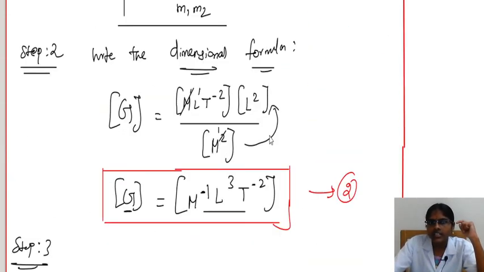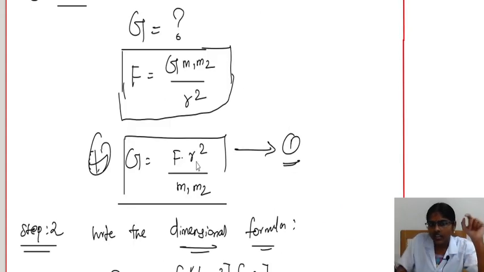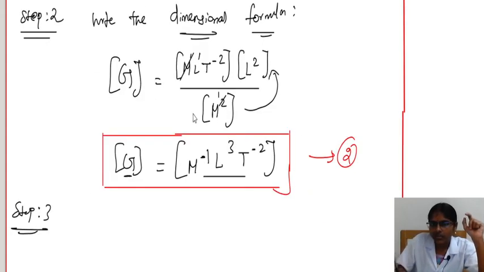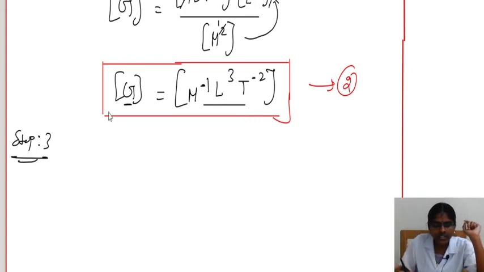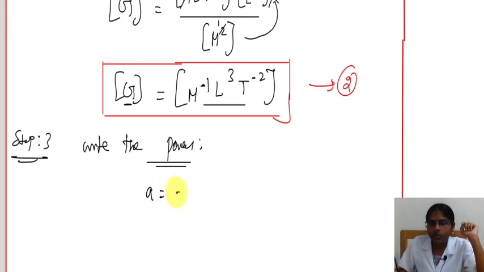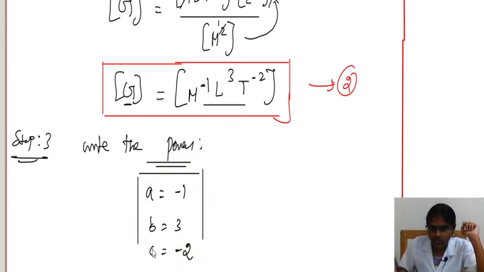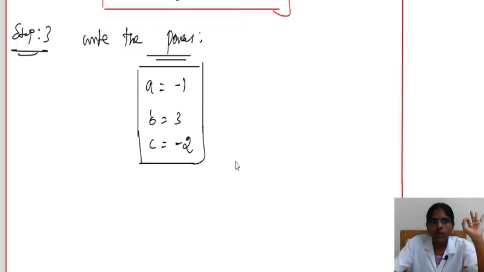Okay. Right. Listen. So here first step, general formula. Second step, dimensional formula. And the third step is write the powers. So what are the powers? a is equal to minus 1, b is equal to 3, c is equal to minus 2. So from the dimensional formula we found, we should take the powers and write them down. So this is the third step, right? Now fourth step.